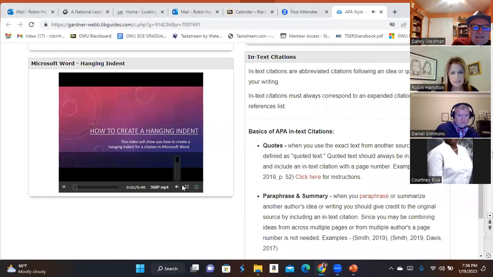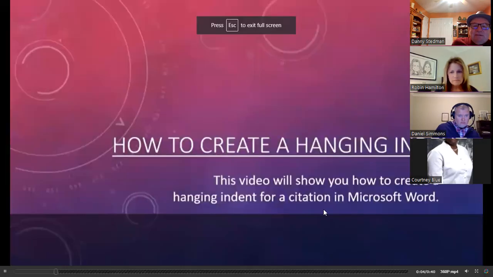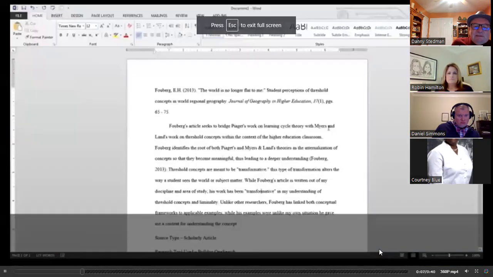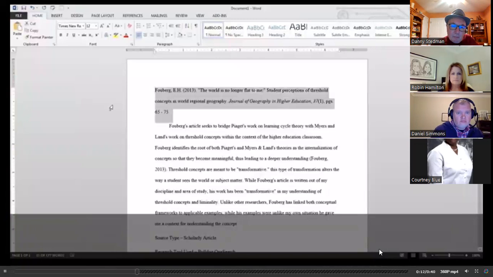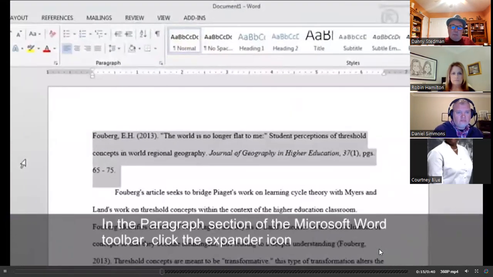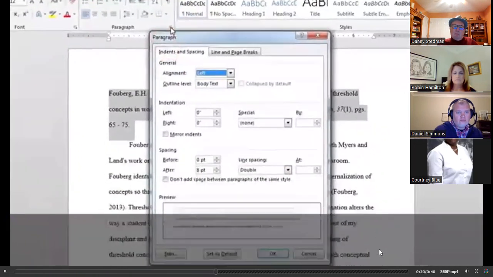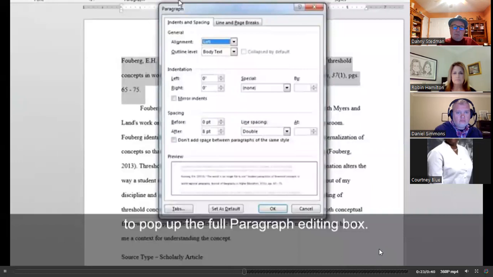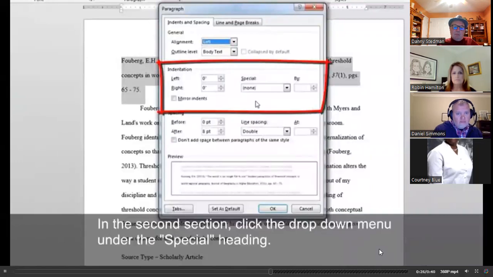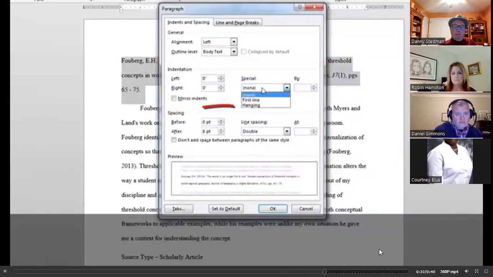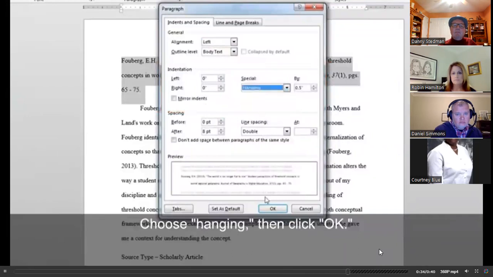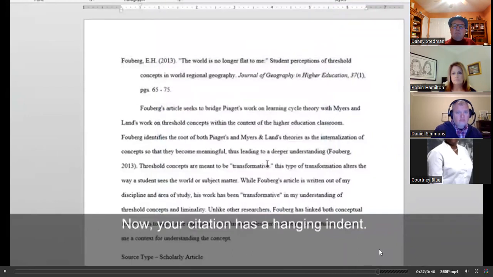This video will show you how to create a hanging indent for a citation in Microsoft Word. Begin by highlighting your citation. In the paragraph section of the Microsoft Word toolbar, click the expander icon to pop up the full paragraph editing box. In the second section, click the drop-down menu under the special heading. Choose Hanging and click OK. Now your citation has a hanging indent.